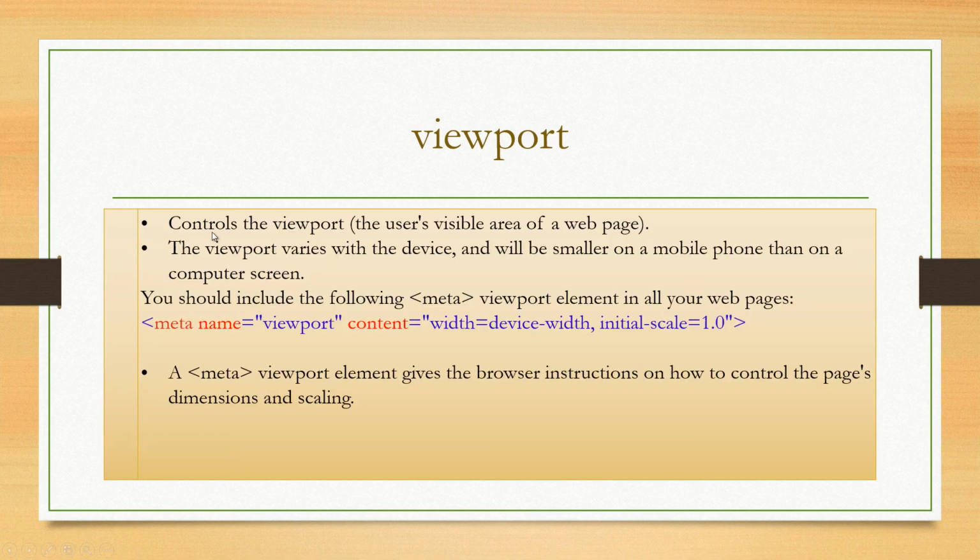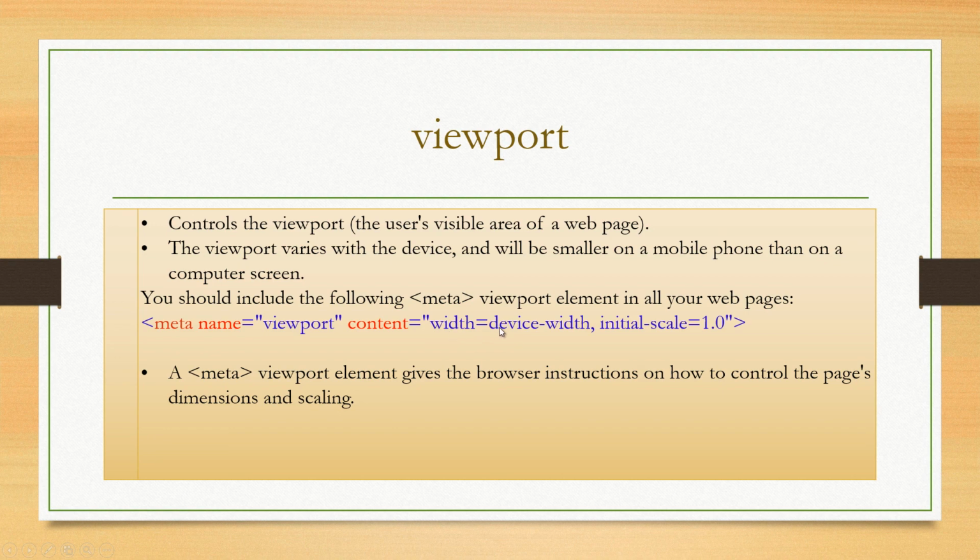In the first point, it's saying that it controls the viewport, the user's visible area of the web page. And the second point is saying that the viewport varies with the device, smaller on a mobile phone than on a computer screen. You should include the following meta viewport element in all your web pages like this. You have to specify the viewport, and as content, this is the default value for the viewport element, and a meta viewport element gives the browser instructions on how to control the web page's dimensions and scaling.